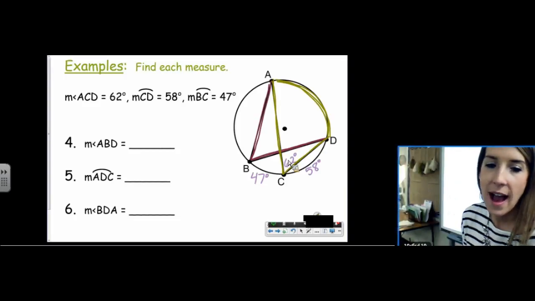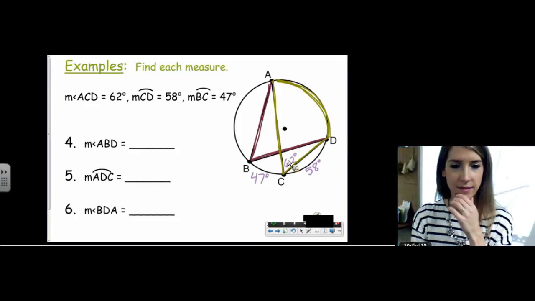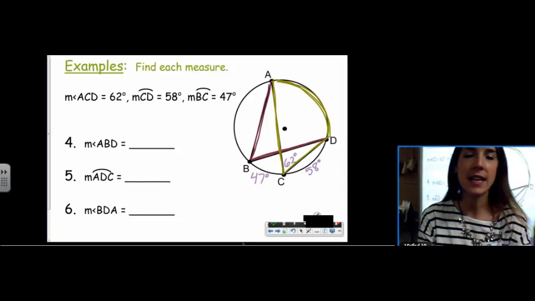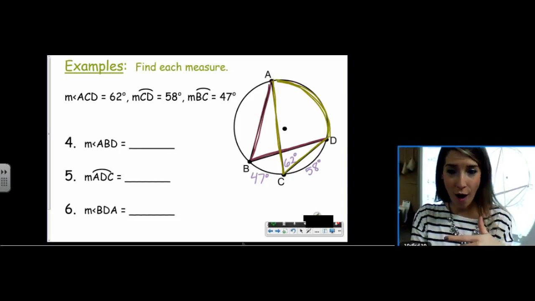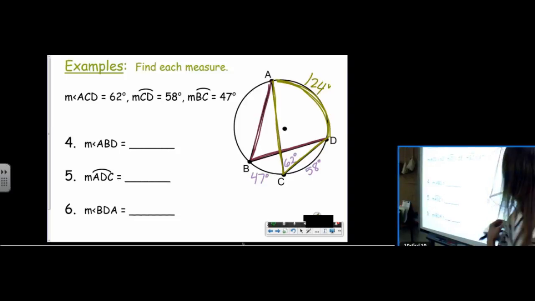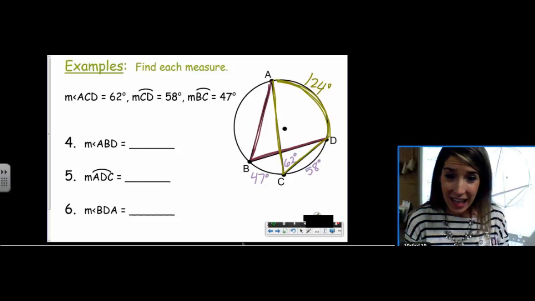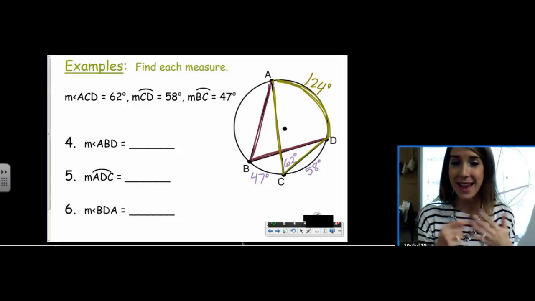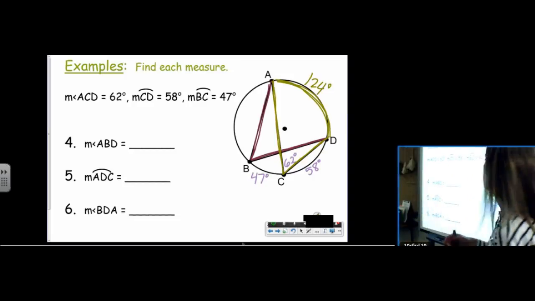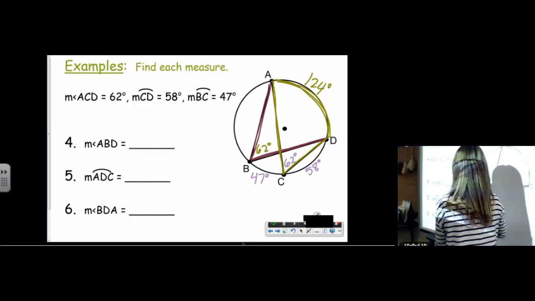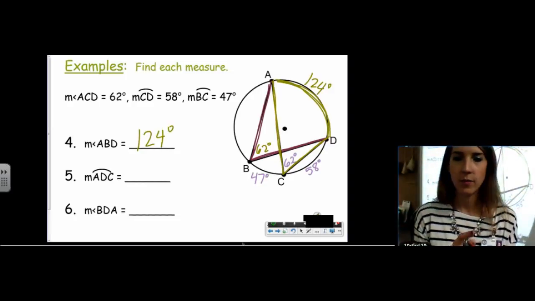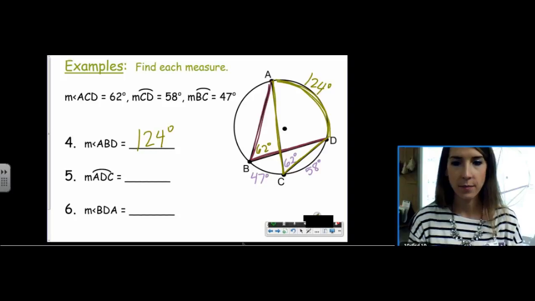What's the opposite of halving something? Doubling it. Yep. So to get the inscribed angle, you half the arc. To get the arc, you double the angle. That arc has a measure of 124 degrees. And now to get angle ABD, we're going to undo what we just did. 124 inscribed angle divided by 2. Did we have to find arc AD in order to find angle ABD?